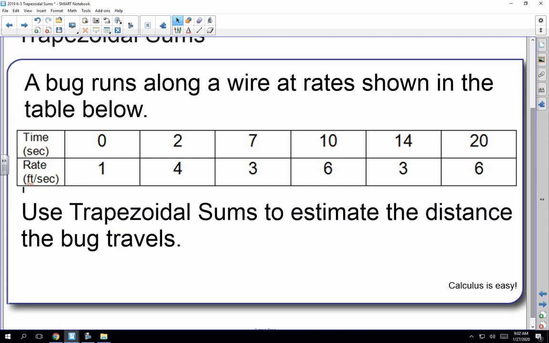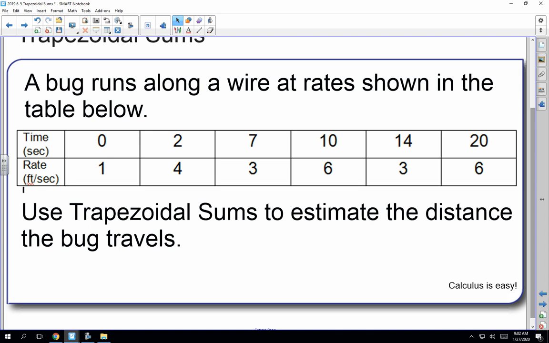If you're going to find the distance the bug travels, it's the integral of this thing. So we're calculating an integral of some function that's not explicit. We're just given selected table values. And so we're going to use trapezoidal sums to estimate the distance the bug travels.